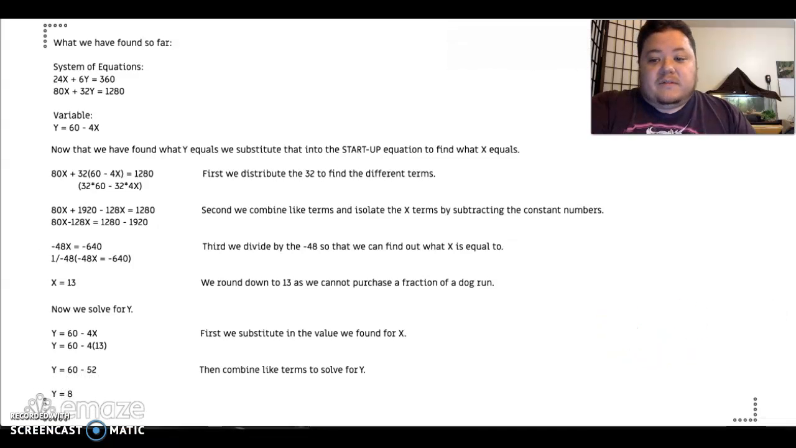So now that we have x, we go back to our y equation, and we substitute x back in to figure out what y is. So for the space and money they have, what can they get? They can get 13 dog runs and 8 cat pens.